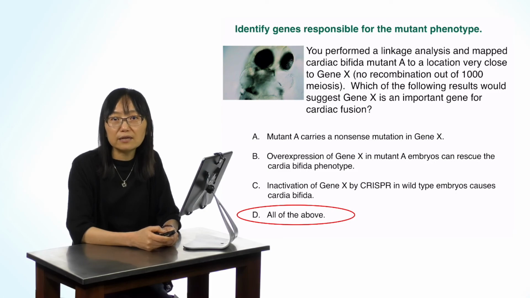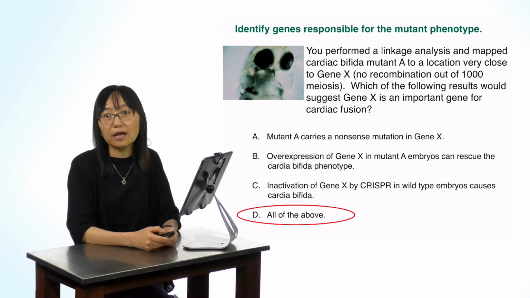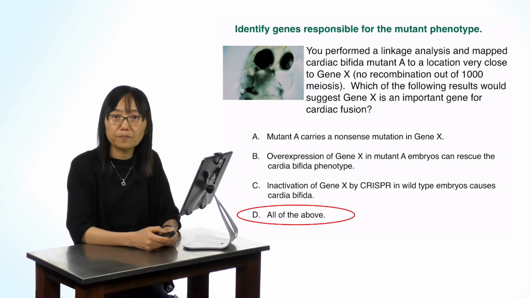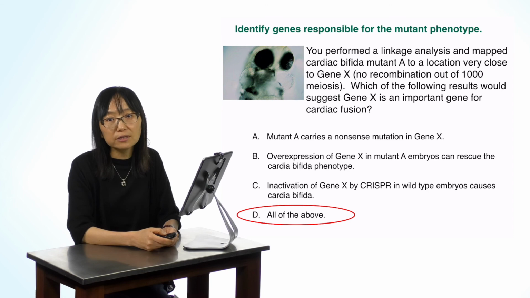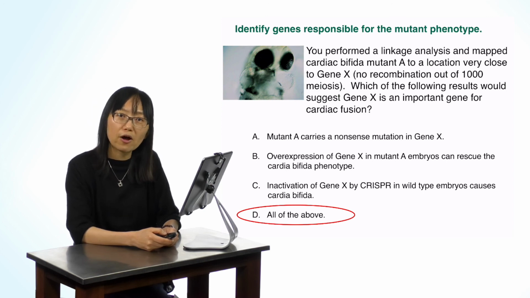The answer is D, all of the above. A nonsense mutation in gene X indicates that the mutant protein of gene X may not be functional. If indeed gene X protein is needed for cardiac fusion, adding wild-type gene X back to the mutant embryo should allow the bilateral primordia to fuse and form the heart tube. Conversely, knocking out gene X in wild-type embryos should inhibit cardiac fusion, resulting in the development of 2 beating hearts.